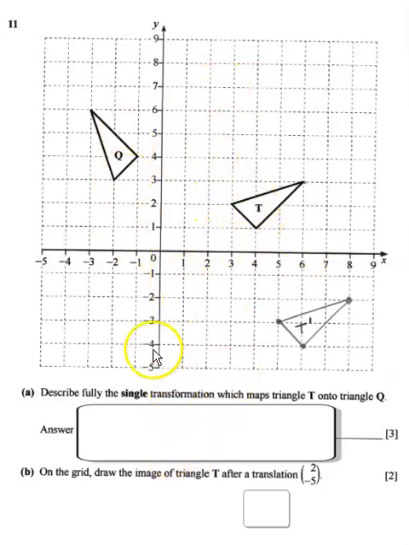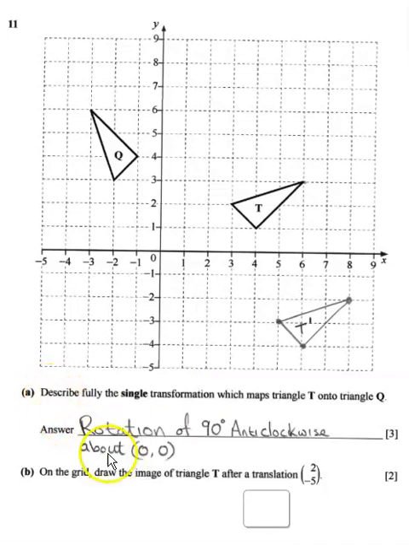You would need some tracing paper, and you would draw T on your tracing paper and then just try different things. So always start at 0, 0, and then turn your tracing paper around to see when it would fit. And what you'll find is it will be a rotation of 90 degrees anti-clockwise, so it's going this direction to the left, about 0, 0. So this is the point where you'll be rotating your tracing paper.